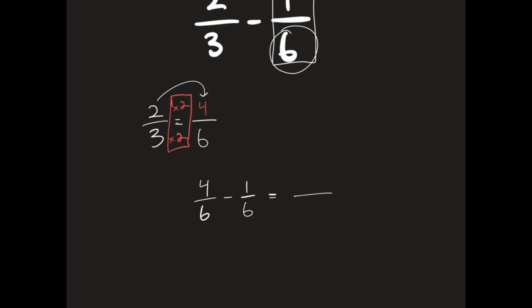My denominators never change when we're subtracting, and I'm just looking at the top. 4 minus 1 gets me 3. And I have the exact same answer. 3/6 is equal to 1/2. How I got that: I can divide by 3, and I can divide by 3, and I end up with 1/2 in its simplest form.